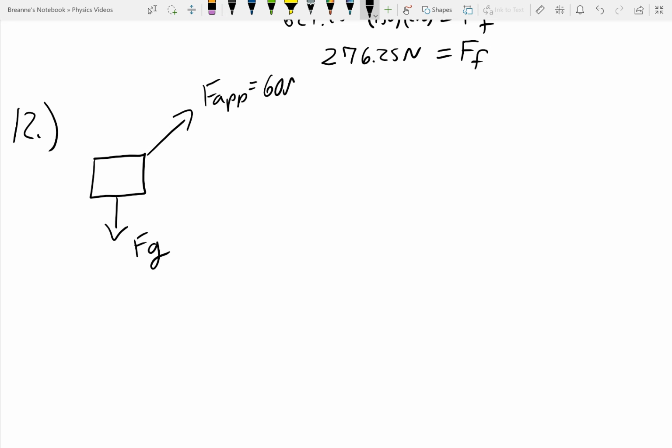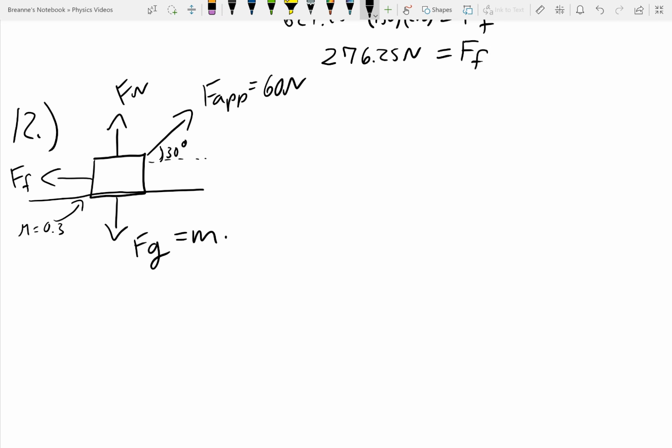That equals 60 newtons, and it's being pulled at an angle of 30 degrees. You have a force of normal going up, and you have a force of friction going to the left, and they were kind enough to give you that your mu is 0.3. So, we have to find all kinds of stuff with this one. Let's always start with your force of gravity, and then go the direction of where you have an angle.